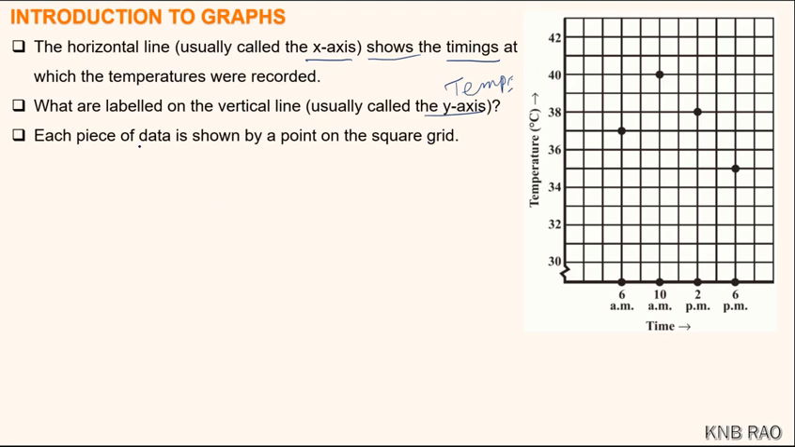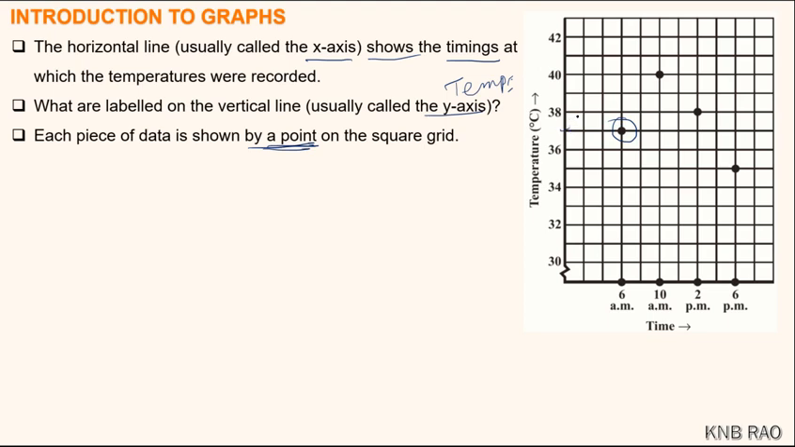Now each piece of data is shown by a point. Could you observe? Each piece of data is shown by a point. Now if you observe, what does this point represent? At 6 a.m., 37 degrees Celsius, isn't it?